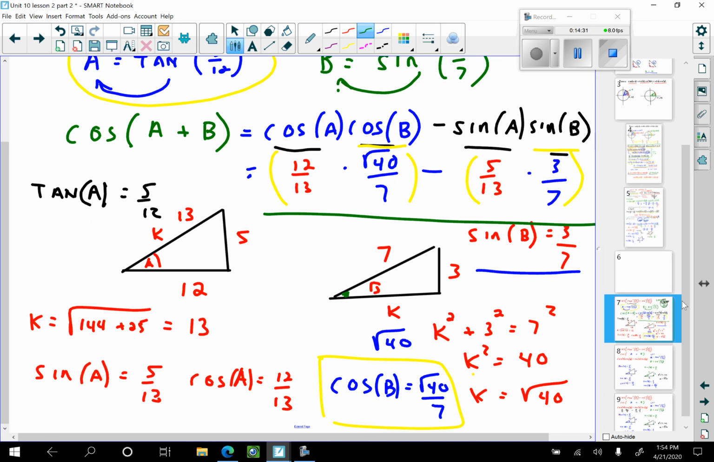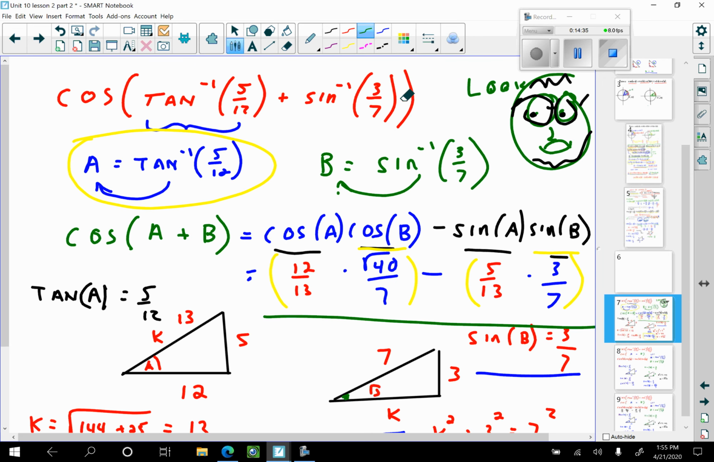So there is going to be a problem similar to this problem on the assignment. This is just an application of what we did last week and an application of this particular sum formula for cosine. So I will bid you good day and see you later.